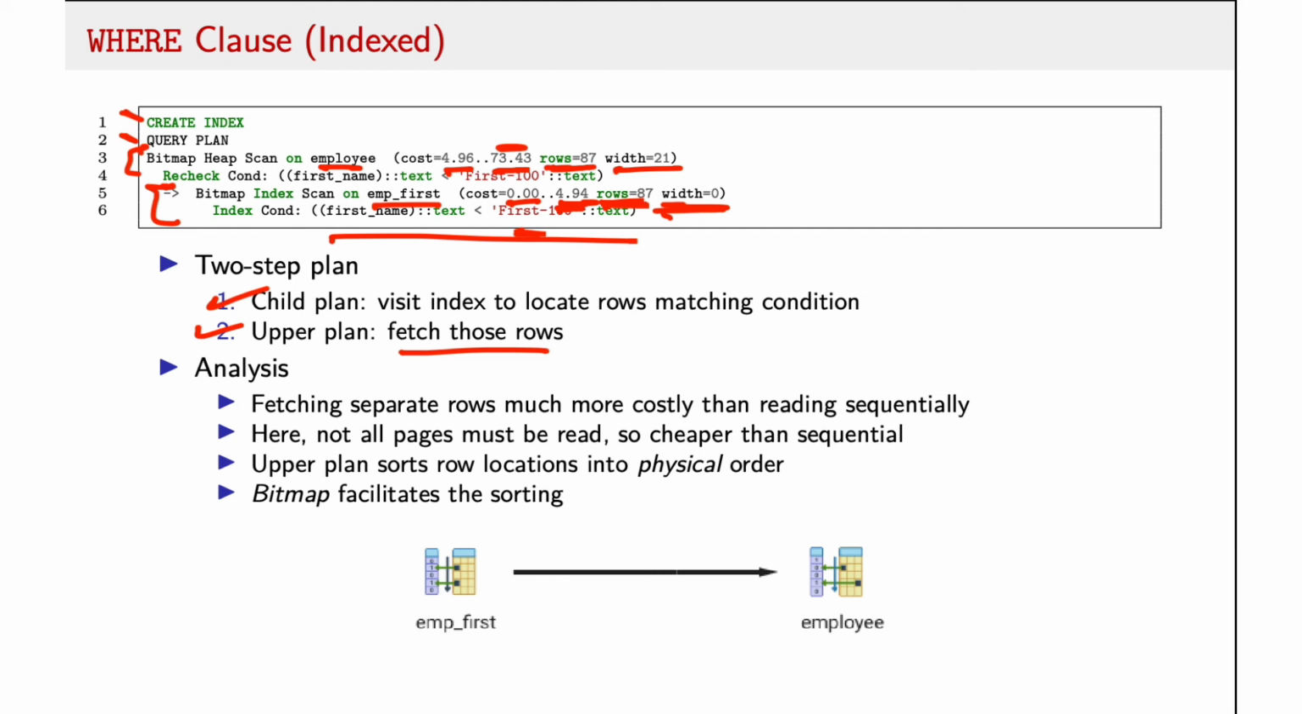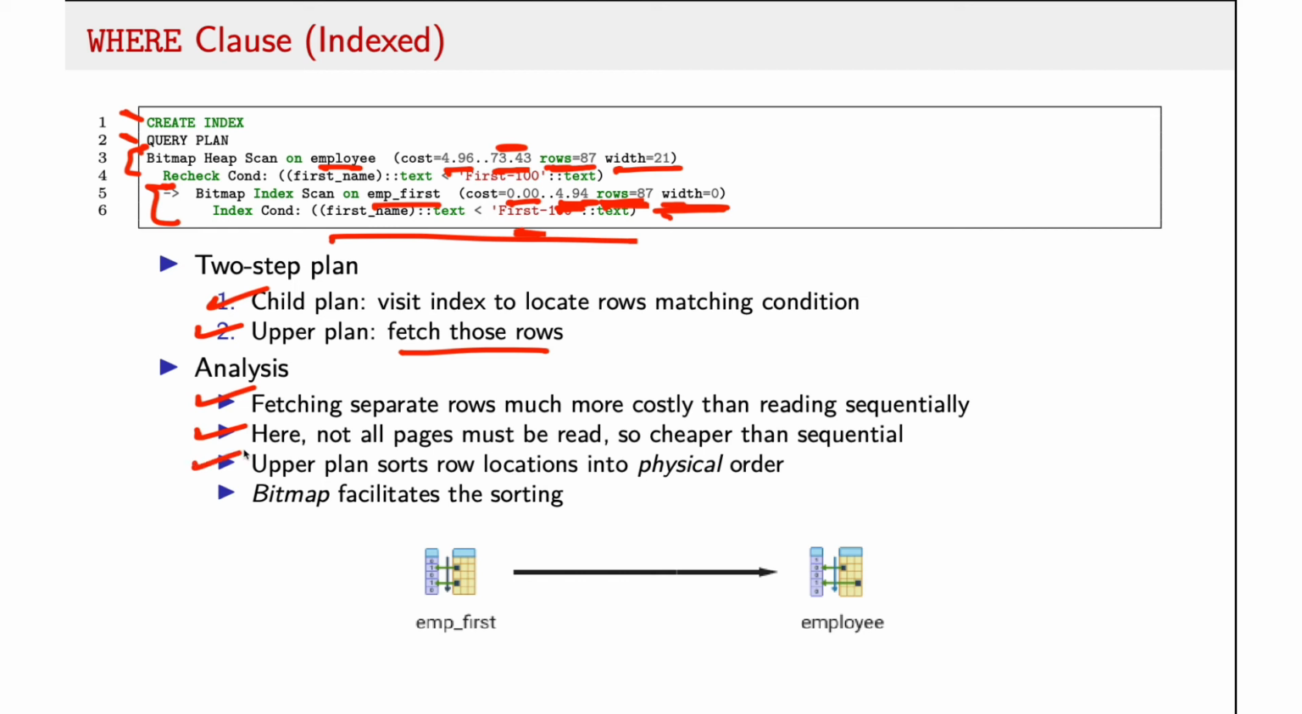So it's still going to be a win compared to a sequential scan with no index, but it's not free either. That's what I'm kind of getting after here. Fetching separate rows is going to be more costly than reading sequentially. That's why it's going to cost a little bit. So not all of the pages have to be read. So it's still going to be cheaper than a sequential scan. We don't have to look at every single page that contains the employee data.